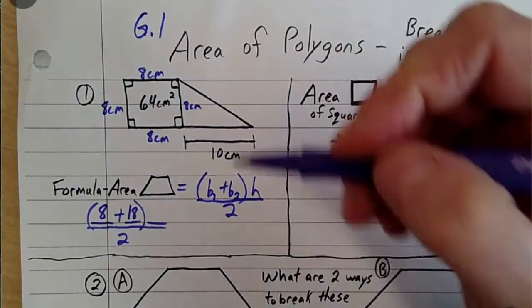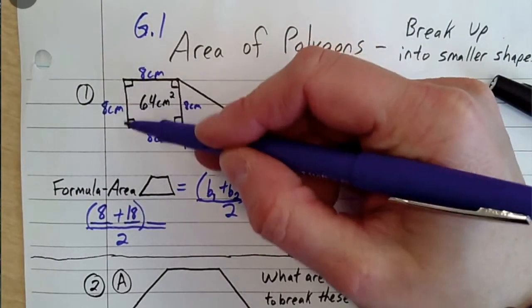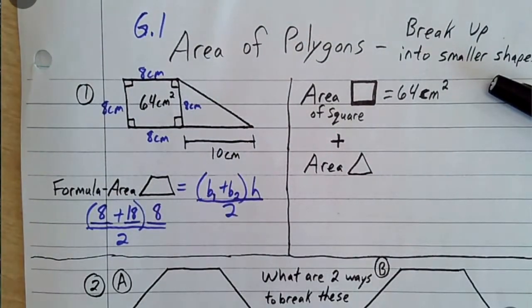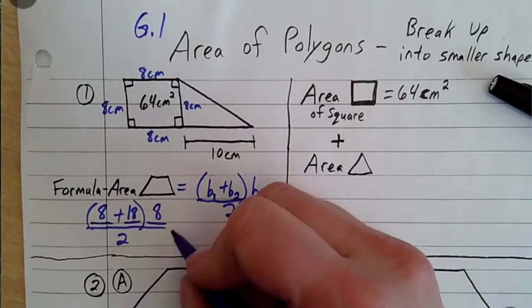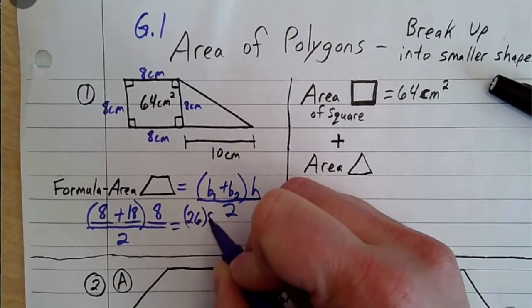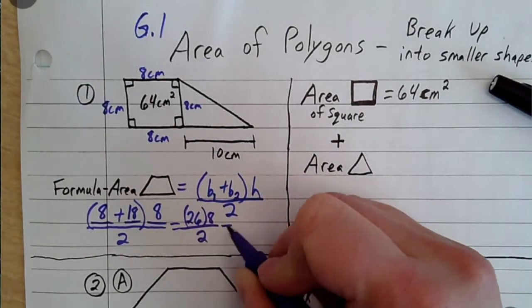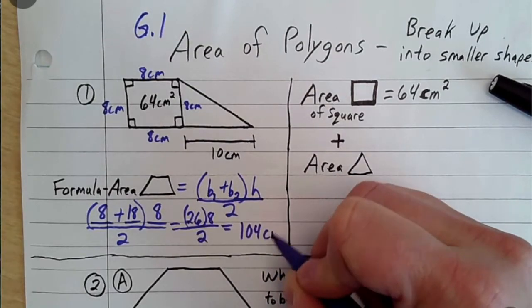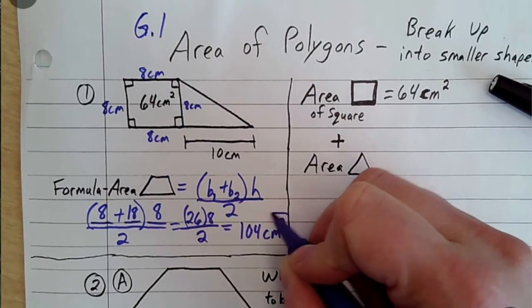My height is the one going up that makes the right angle. The height is listed on the side. It's also listed here. That is 8, and then you're ready to use your calculator. 8 plus 18 is 26. 26, you have to take it times 8, and you have to divide by 2. And on your calculator, you would get 104 centimeters squared because it's area.